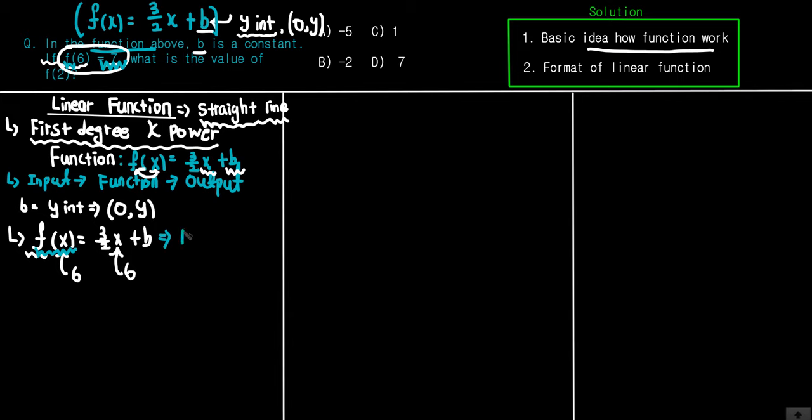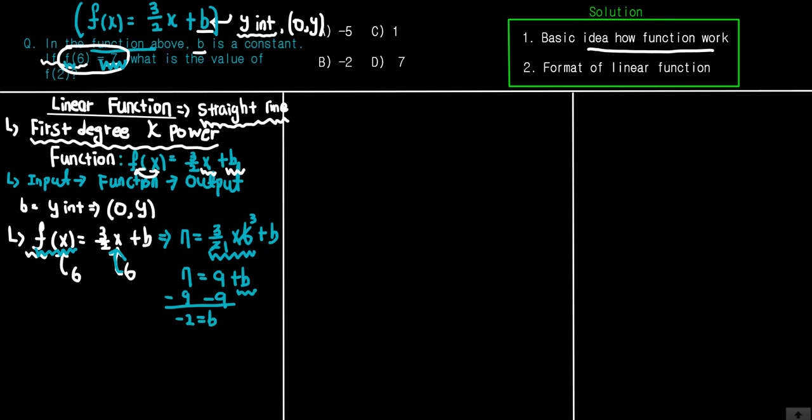7 is equal to f of 6. If you input the value of x as 6, we get 3 over 2 times 6 plus b. We can simplify 3 over 2 times 6: the 2 and the 6 cancel out, and we get 7 is equal to 9 plus b. We can find the value of b by subtracting 9 from both sides to isolate the b term, and we get -2 is equal to b.